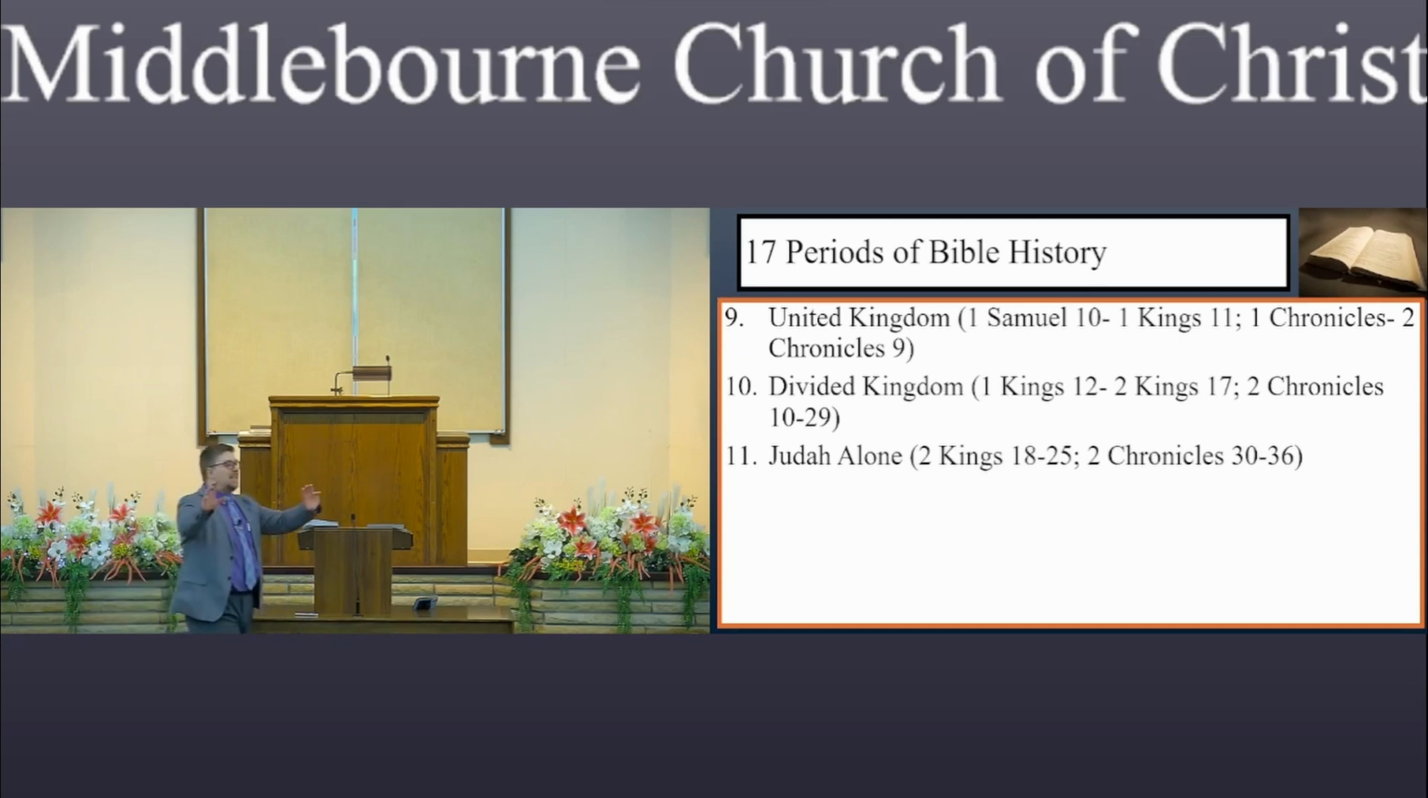So here again, as we're building on it, we sort of help fill in the blanks by building period to period. We had the judges. They asked for a king. The whole kingdom was united, so we have the united kingdom. Then in the days of Rehoboam, it became divided into the northern kingdom of Israel and the southern of Judah. Then the northern kingdom was taken away. That means we have Judah alone, 2 Kings 18 to 25, 2 Chronicles 30 to 36. And again, 2 Kings 25 and 2 Chronicles 36, that's when they are taken away.